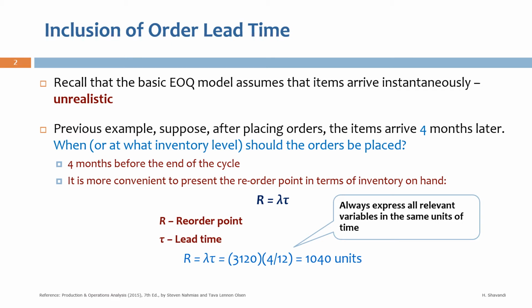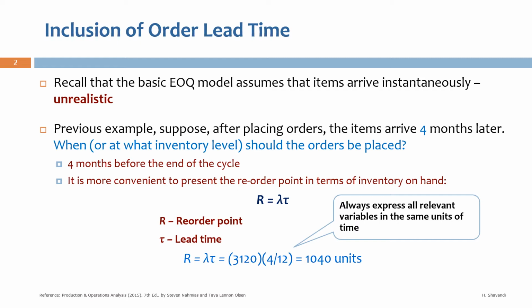If you remember in the basic EOQ model that we had in the previous week, we didn't consider lead time. So we assume that whenever we place an order, we will receive that order right away. So there is no lag time between placing an order and receiving that order. But that's not going to happen in the real world, right? We know that there is a time period between placing an order and receiving that order in our inventory. It takes some time, and we call this period of time lead time.